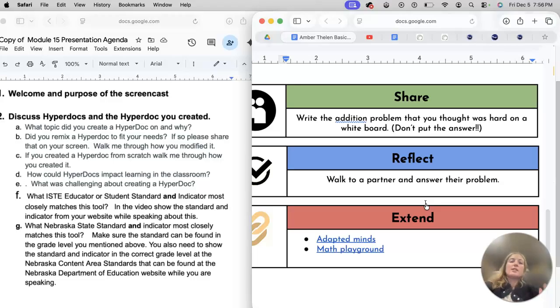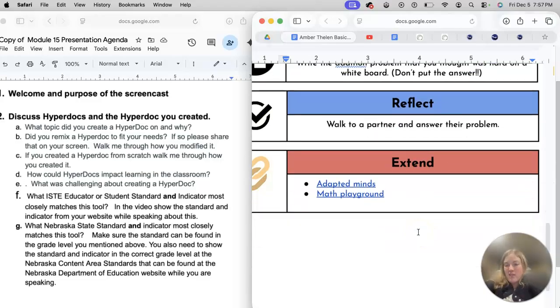So then for the share category, I did write the addition problem that you thought was hard on a whiteboard. The share and the reflect are going to build into each other. So once they have that hard problem, for the reflect, it's supposed to be something where they can communicate with a partner and reflect on their stuff. So for the reflect, I have walk to a partner and answer their problem, and then you're going to discuss it. I didn't put that on there, but I would explain it. I would walk through it with them. And then extend is just some fun math games that they can do once they're done.